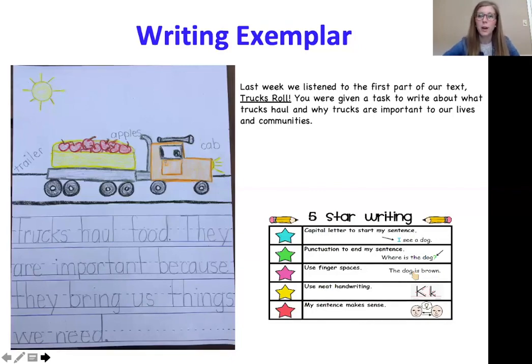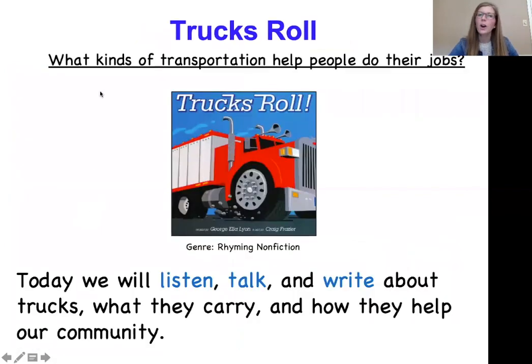Today, when we get to our writing task for the end of this lesson, I want you to remember Miss Carpenter's writing I did here and my 5-star writing rubric so that you can do your best writing on your writing task today. Our question from the activities 3 and 4 is what kinds of transportation help people do their jobs? We read the first part of the story in activity 3, and today we'll finish reading the story. Our goal today, or our learning target, will be to listen, talk, and write about trucks, what they carry, and how they help our community.